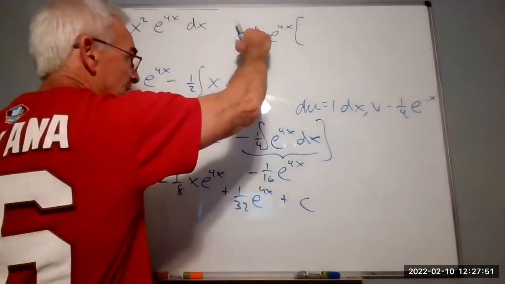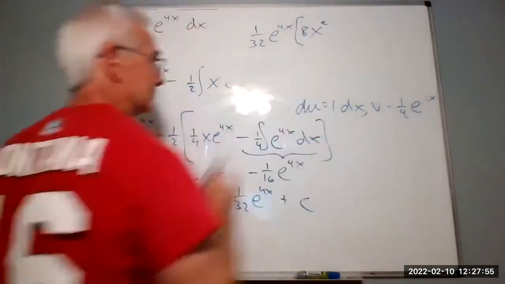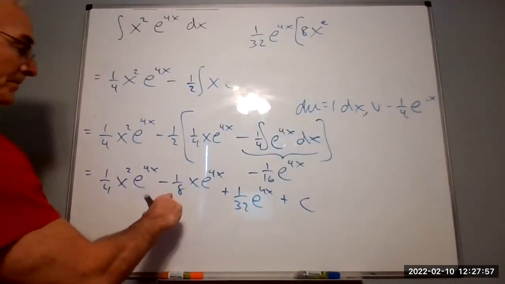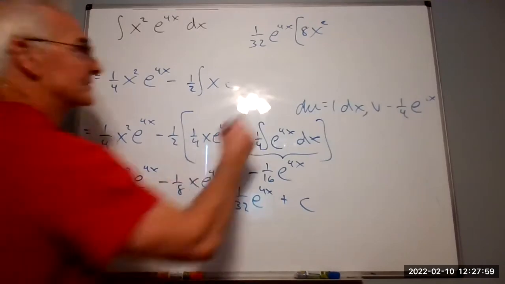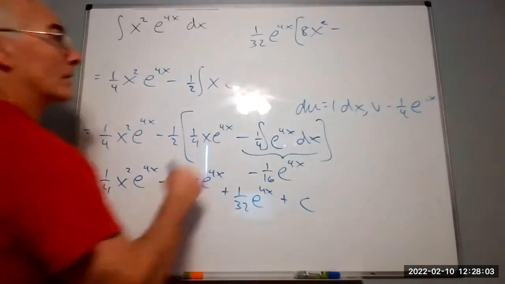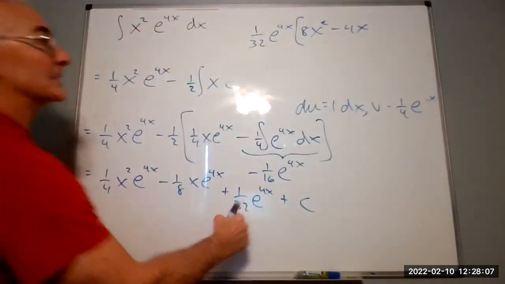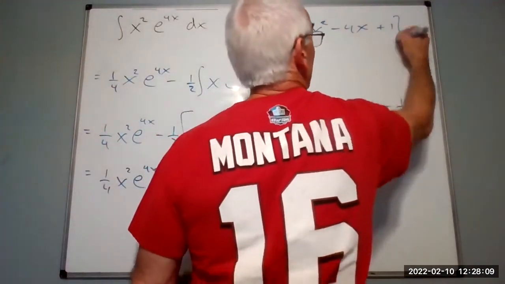I'd have to multiply this by 8 to get to here. So how about 8x squared? How about the next one? Minus, well, what would I have to multiply this by to get to here? I think 4. So how about 4x? And I just factored out the entire thing, so plus 1.